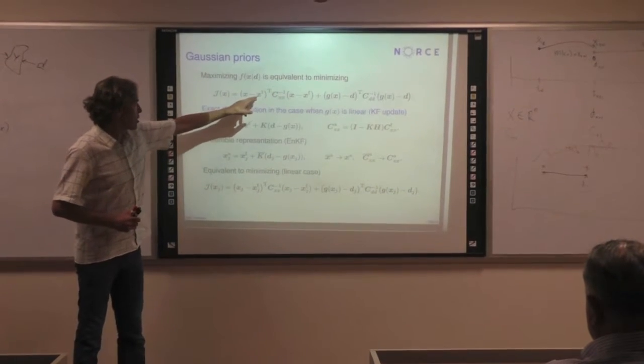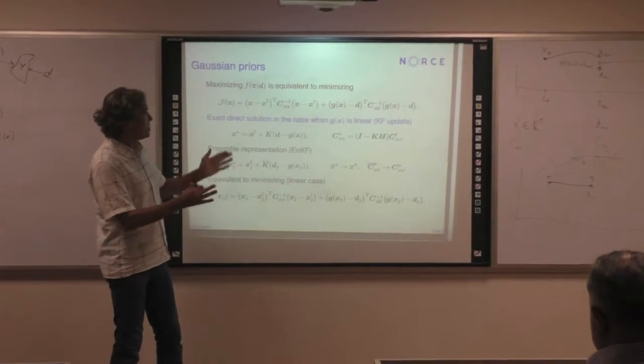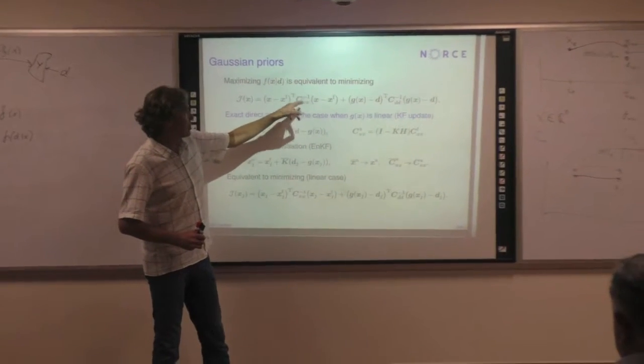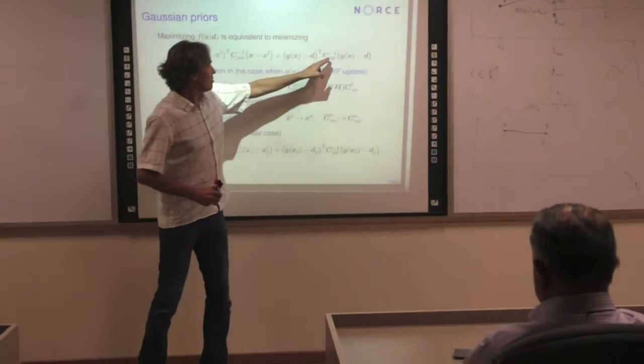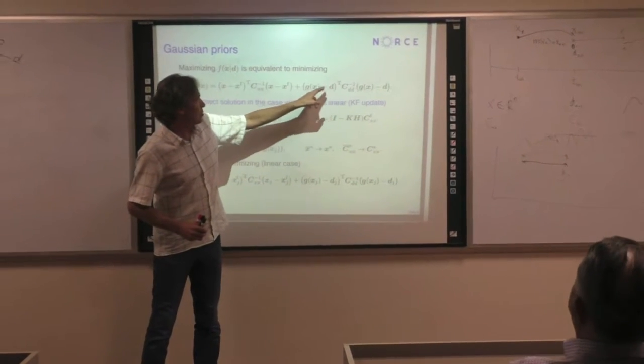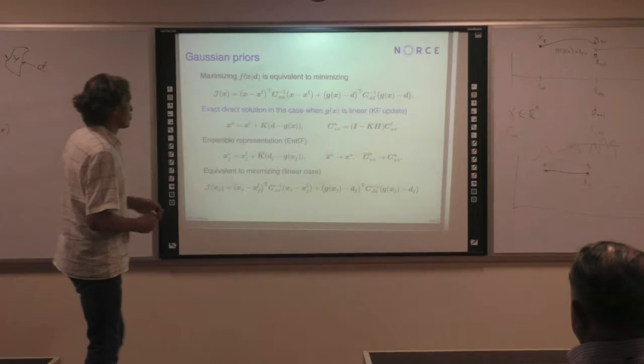You have some prior information on X, and you have the measurements, and you want to minimize the misfit between an estimate of X and the prior, weighted with the inverse of the covariances, plus the difference between the measurement and the prediction based on X. So this is what we want to minimize.